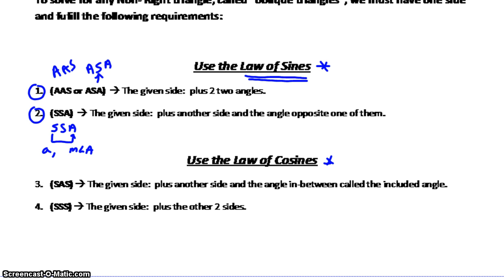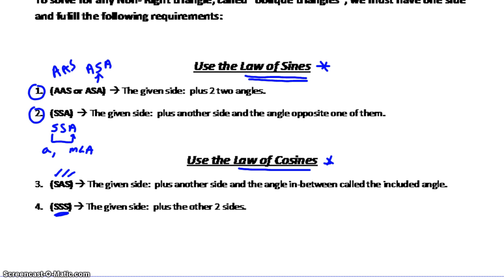Now, for the law of cosines, we'll see that we have a side, angle, side, so the angle falls in between the two given sides. And then a case where we're given all the sides. Again, this is a brief overview of law of sines and cosines, and we'll get back to that.